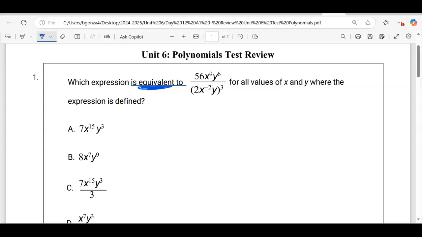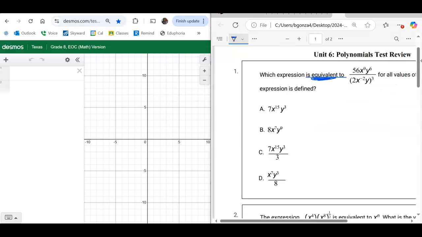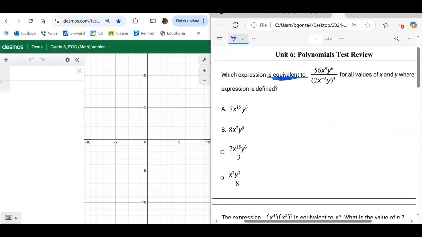Equivalent to this. Now you'll remember we did a calculator strategy for this. When you're finding equivalent, it must be A and B, okay? So you must use A and B. So it's really going to be 56 A to the 9, B to the 6, 2x to the negative 2, y, all to the third. So we're going to type this in, okay?